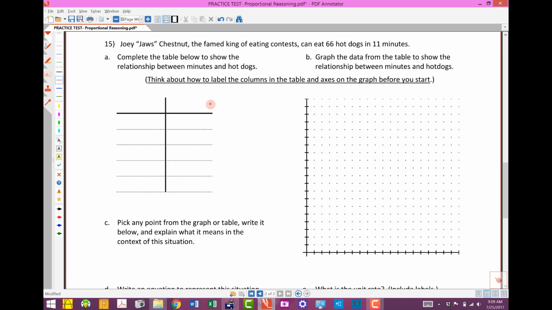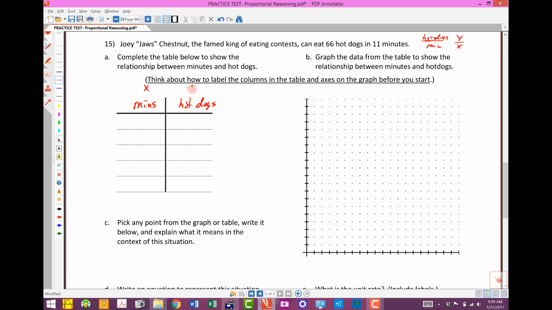So should we do, now remember it's going to be the y over the x, should we do hot dogs per minute or should we do minutes per hot dog? Well, it probably makes more sense to do hot dogs on the top and minutes on the bottom. Remember, this is like the y and this is like the x. So that means x is going to be like the minutes. So we're going to do minutes here and we're going to do hot dogs here.